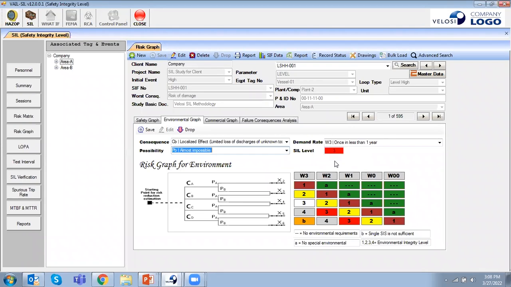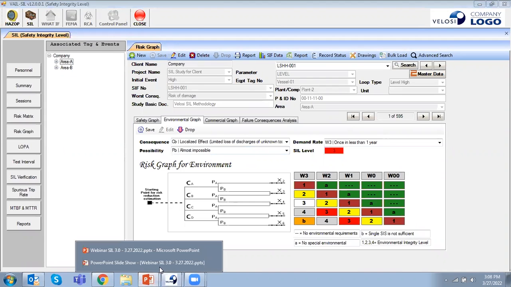The next technique is LOPA, layer of protection analysis. Here we are selecting these parameters, and it depends upon the team members only. But in LOPA, there are certain values in the standards which we have to apply. So let us go to the LOPA methodology now.